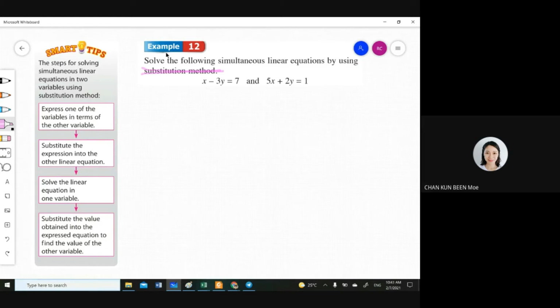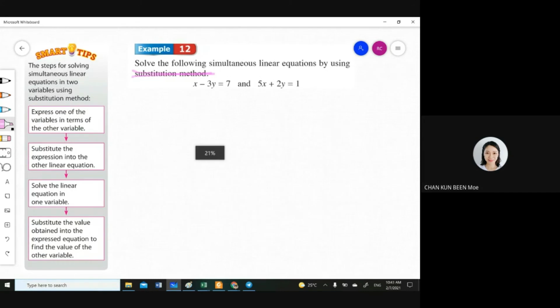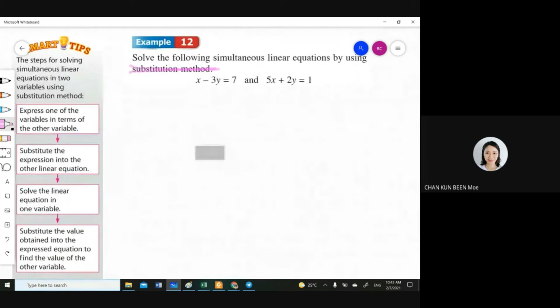So we look at example 12 over here. Solve the following simultaneous linear equations by using the substitution method: x minus 3y equal to 7 and 5x plus 2y equal to 1. So what we do is we are going to rewrite both of the equations. That is the first thing.